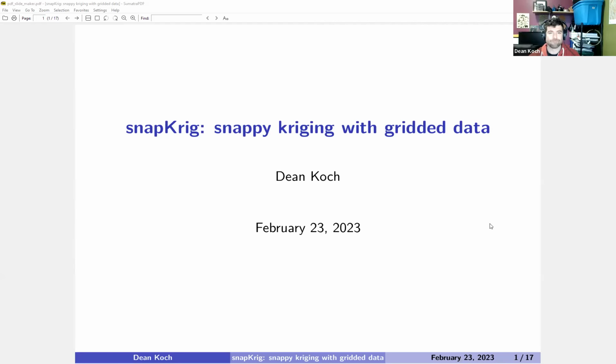So maybe before I get into that, snapKrig is the name of the package that I'm going to talk about today. And this is a reference to the fact that it's snappy, that it does kriging, but also the fact that you're probably going to have to snap your data to a grid because this is a package for gridded data spatial analysis, data that lie in space on a regular grid.